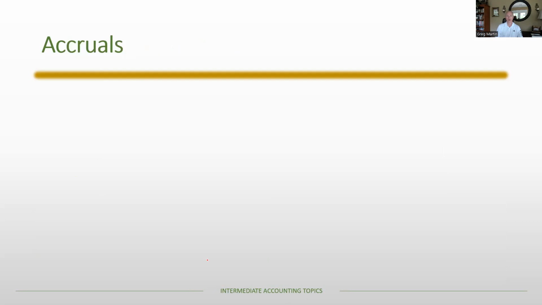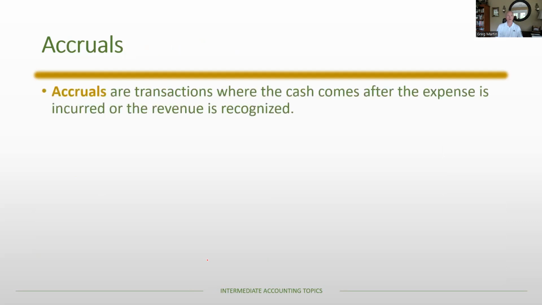All right, so then accrual journal entries. If with the prepaids, the cash came first and then the revenue or expense came second, in this case, we have the revenue or expense first and then the cash comes second. So the order is a little bit different.